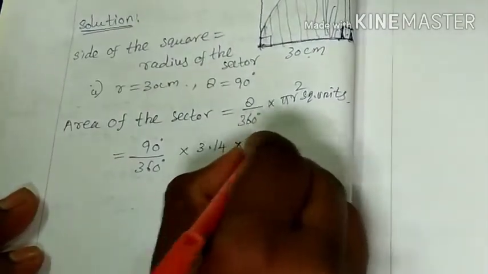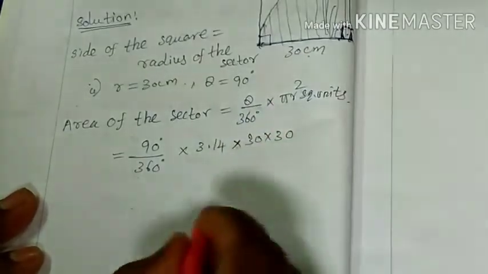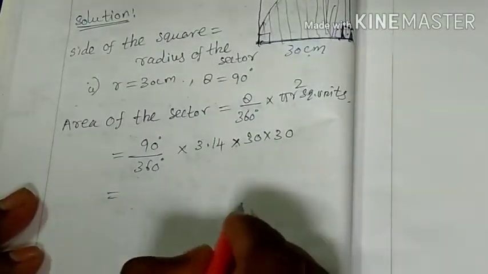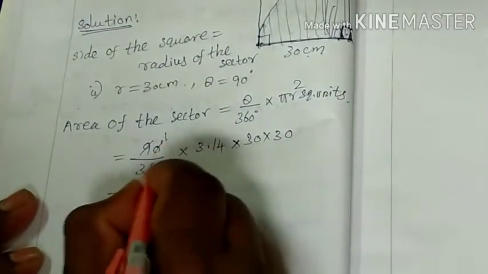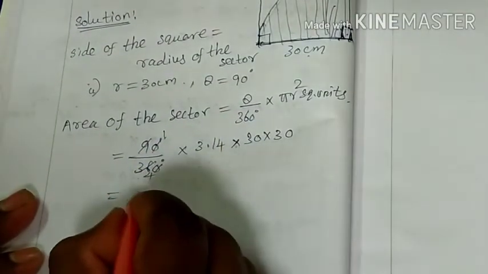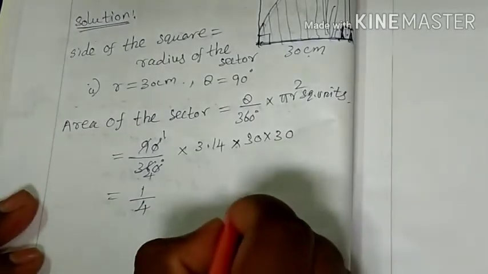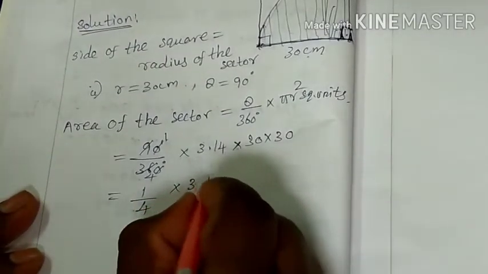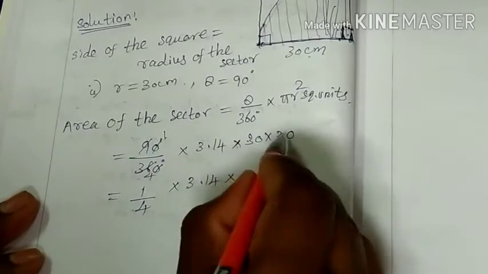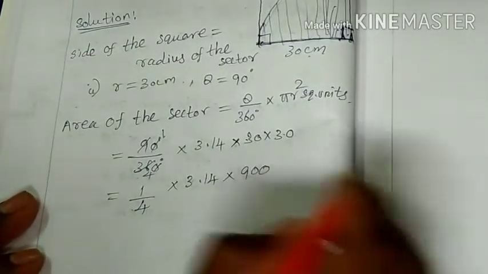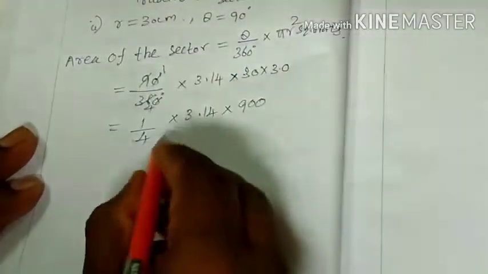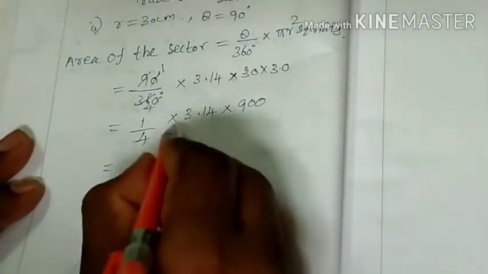Into R is 30 centimeter. So 30 into 30, because R square. Using the cancellation, the 0s cancel. 1 9 is 9, 4 9s are 36. The first value is 1 by 4. Then into 3.14 into 3 3s are 9. Then 30 30s are 900. We understood the simplification. Then making the cancellation once again.